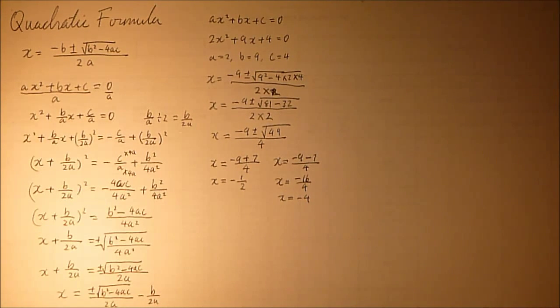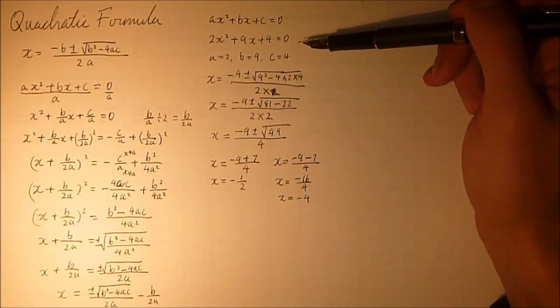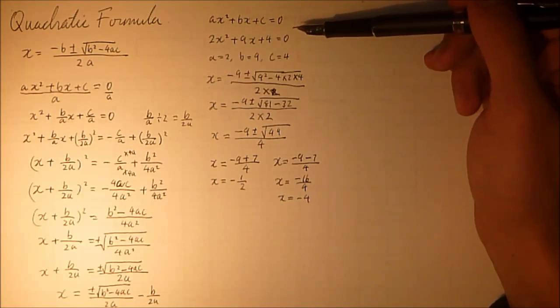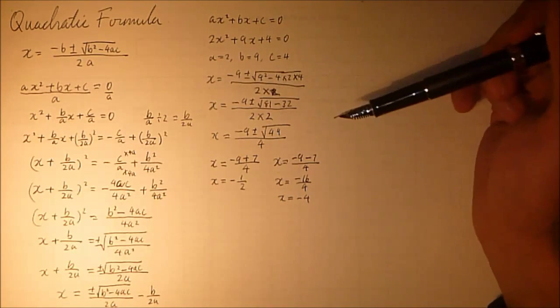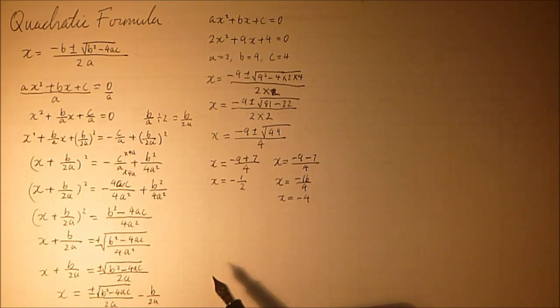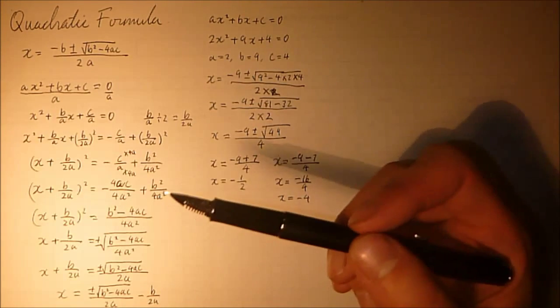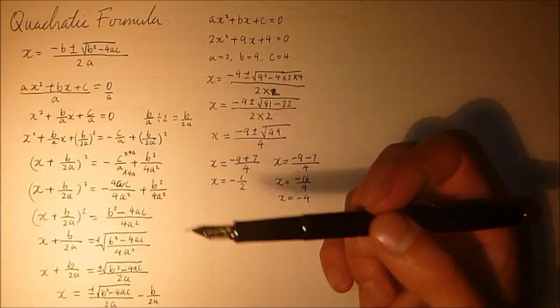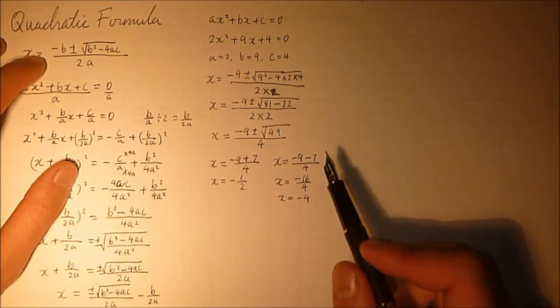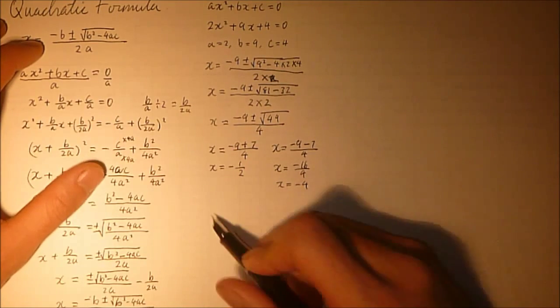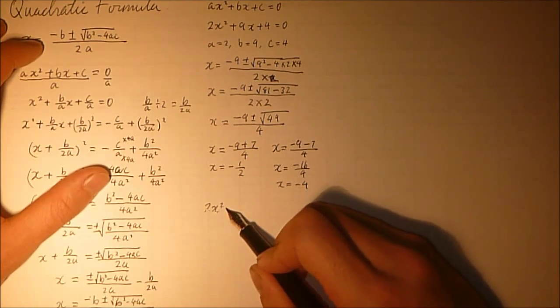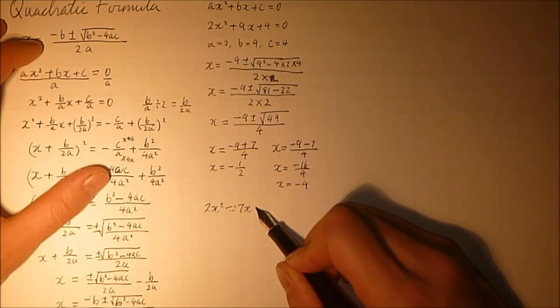So as long as the equation comes in the standard form, it's quite straightforward. You pull out a, b, and c and punch them into the formula. If the equation does not come in the standard form, then some manipulations are required to convert it into the standard form. So let's have an example. Let's say 2x squared equals 7x minus 2.